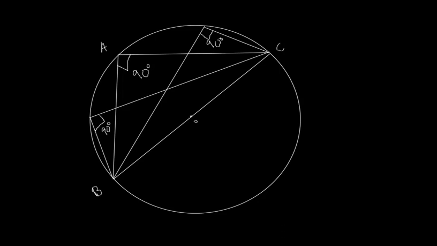So let's say we have an example which is in this form. Here's the center of the circle O. Then we have a triangle being formed.